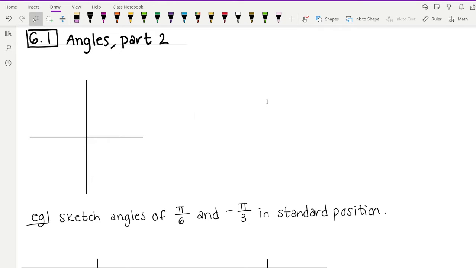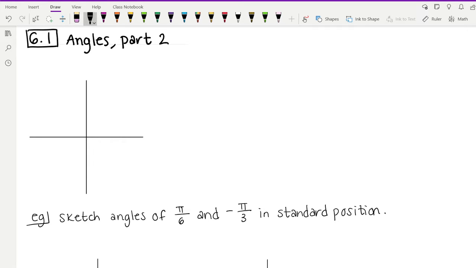Hi everyone. So in this video, we're going to continue to talk about angles and mostly focusing on angles that are measured in radians and getting a little bit more comfortable with working with radians. But before we get into that, I want to tell you about a different way that we're going to be drawing angles in this video and then really in the majority of this class.